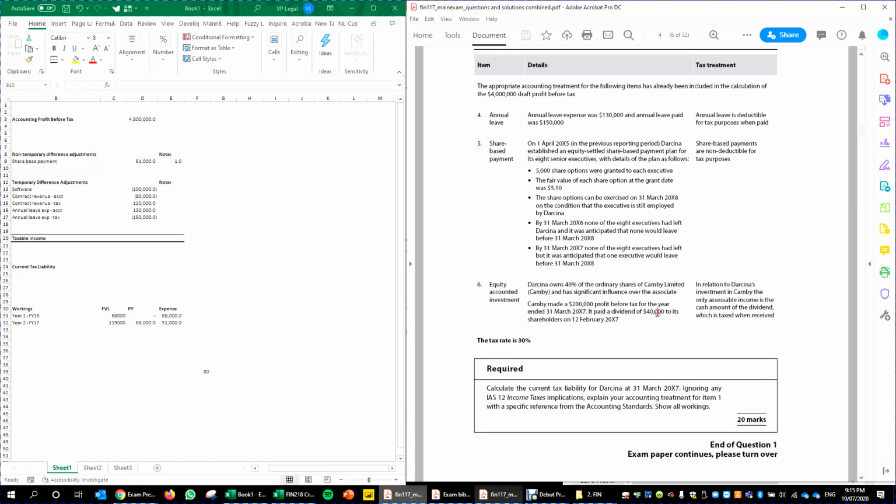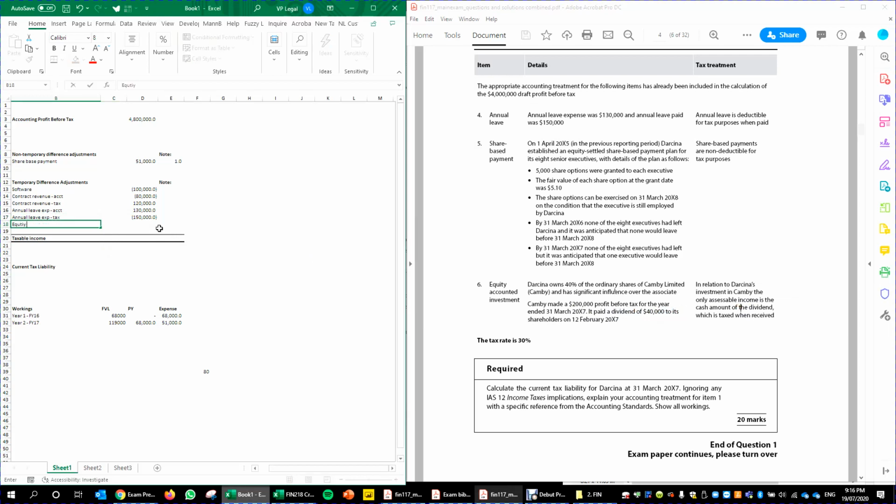So for tax purposes, we know that they've reported $80,000 in their net profit. On the other hand, for tax purposes, it's saying that we only record the cash amount, which is the dividend of $40,000. So basically what we have to do here is remove the profit of $80,000.